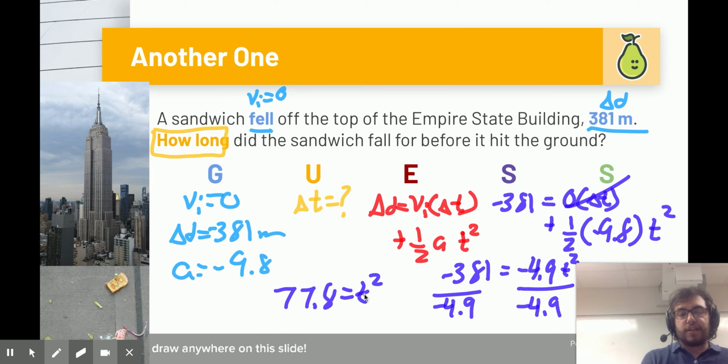Now the tricky thing here, you're not done. You have to do your square root, square root in order to get rid of that square. And your final answer would be 8.82 seconds.